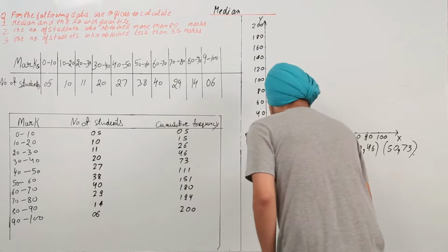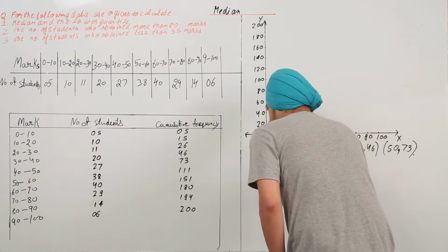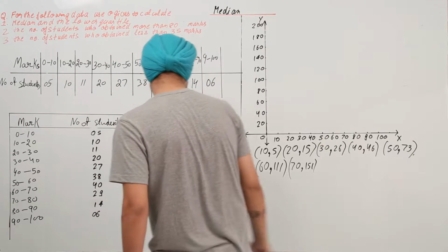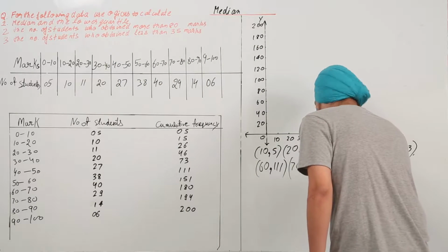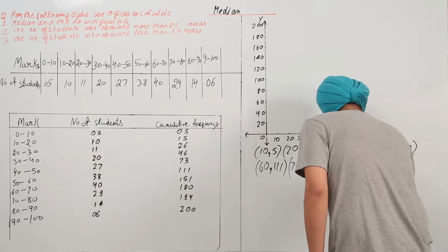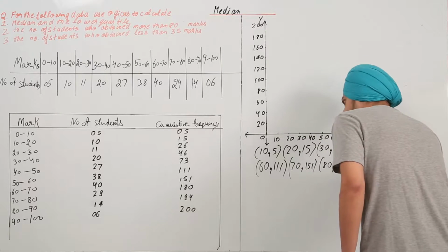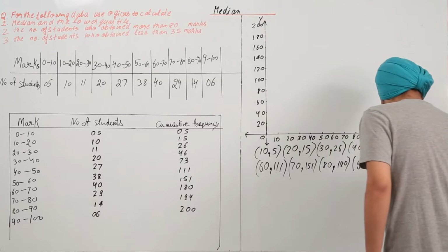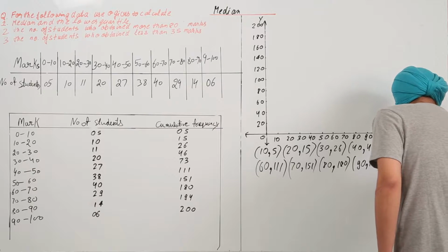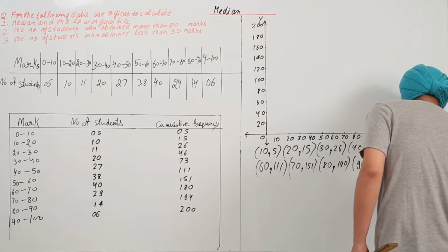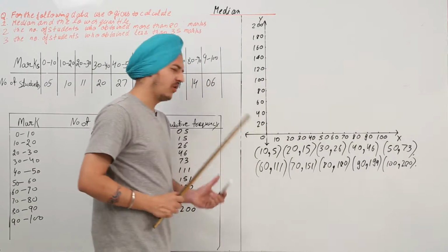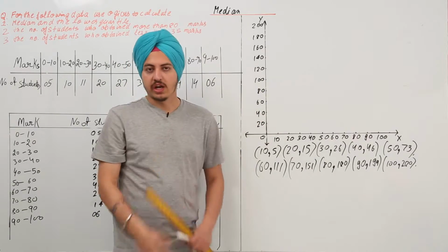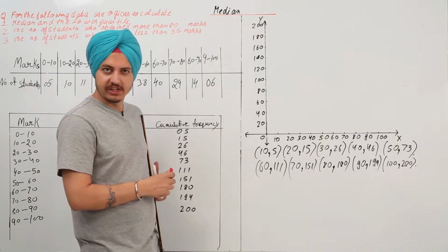111. Then there is 70, 151, right? Then there is 80, 180. Okay, then there is 90, 194, and then there is 100, 200, right? This is how it is. So now from here, what we do is plot these points. We are going to plot these points and then make the ogive.